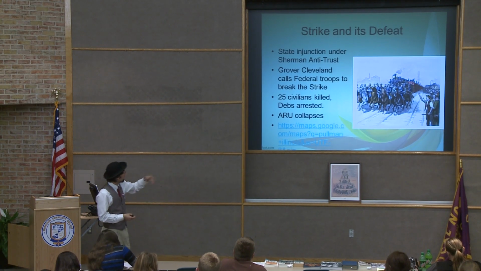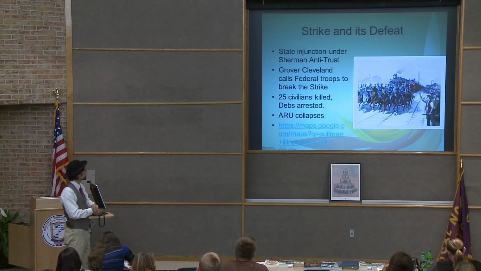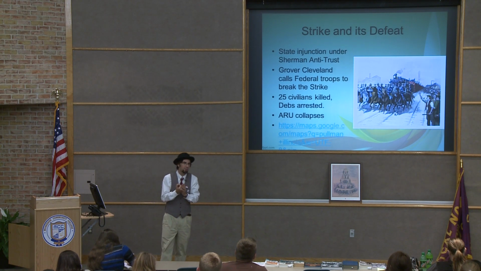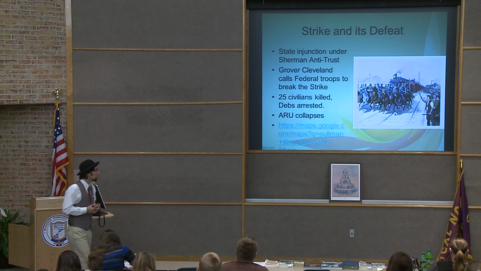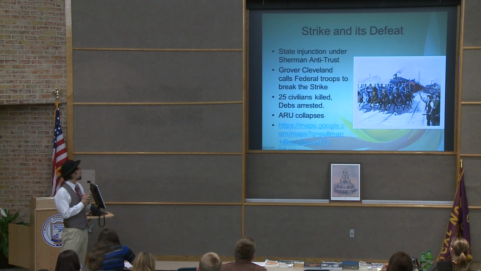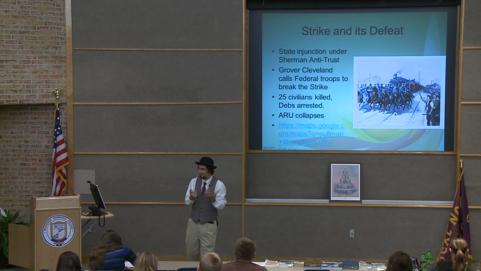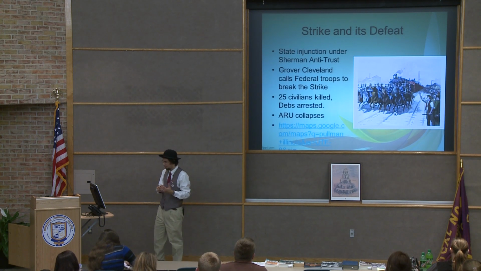Here's a little illustration of this strike. It was led by a four-time candidate for president, Eugene V. Debs, and his American Railway Union. 25 civilians were killed in the violence. Debs was arrested, spent about a year in prison, and the American Railway Union collapses.